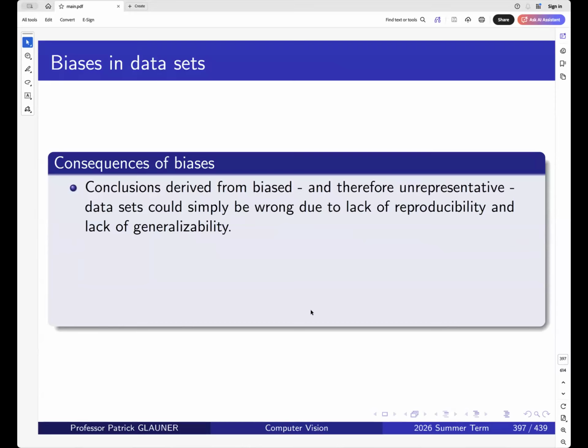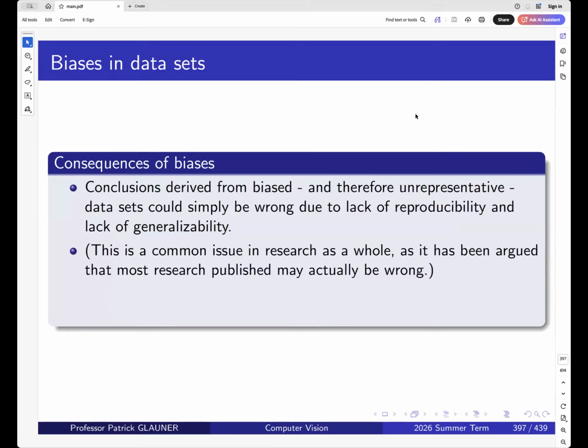If we make conclusions from biased data, and biased here could also mean that the training data is not representative, so that we have unrepresentative data and we make conclusions from that, some of these conclusions may just be wrong. We may not be able to reproduce some of these conclusions, and we may not be able to generalize well. This is, however, an issue not just in machine learning. I think it's an overall issue in statistics and in research as a whole.